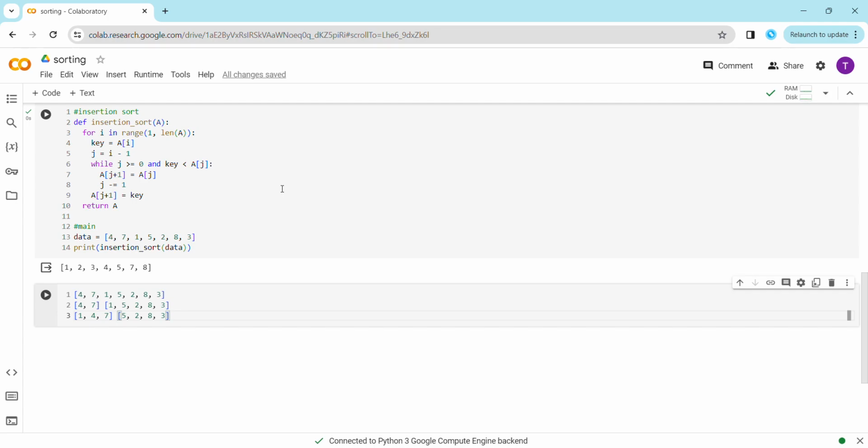So then it takes the fourth number and compares it to the elements within the sorted subarray. As 5 is larger than 4 and smaller than 7, 7 is moved into the fourth position, leaving the third position empty, and 5 is inserted into it.